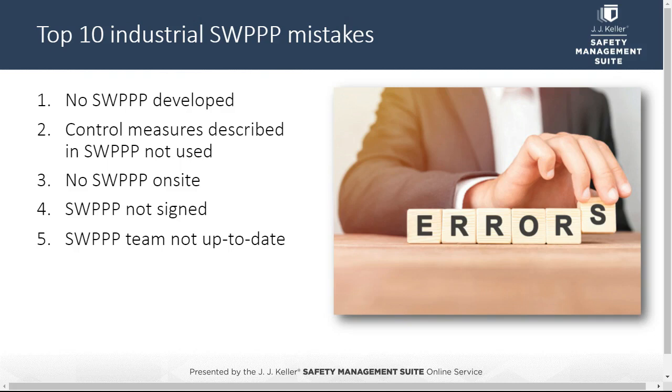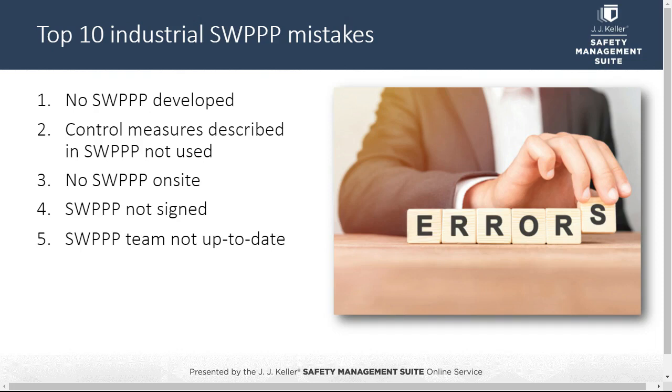Number four, the SWP was not signed. We didn't cover this piece earlier, but each SWP must be signed by the responsible facility representative, and often EPA is finding that this signature is missing. The intent of this signature is to show that the facility representative has reviewed and authorized the current version of the SWP.